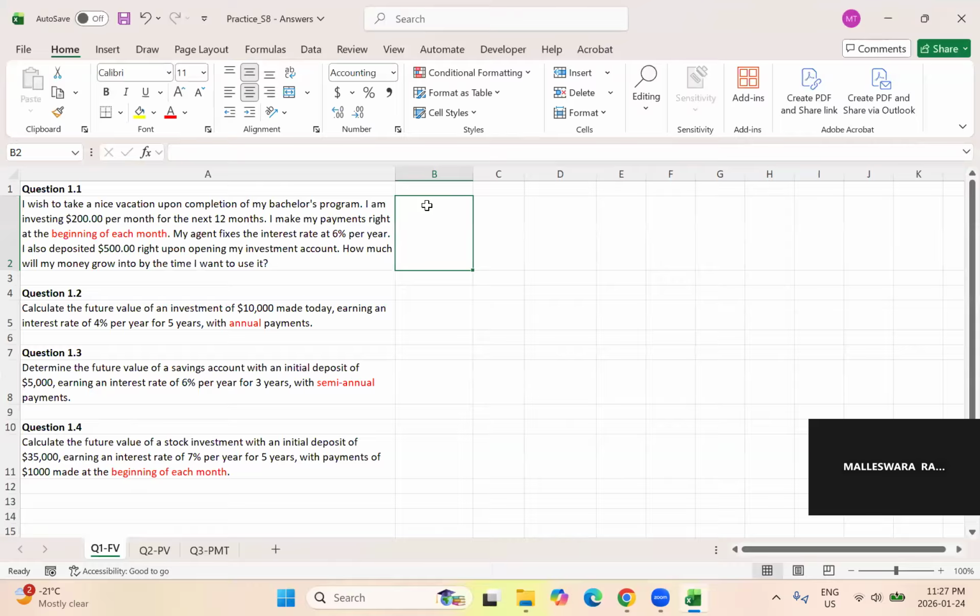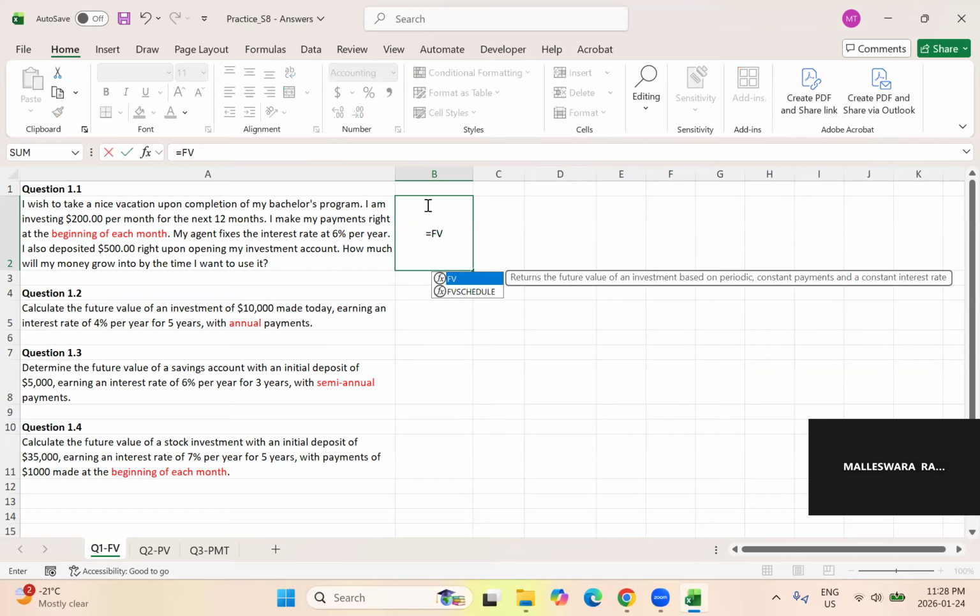I wish to take a nice vacation upon completion of a bachelor degree. I'm investing $200 per month for the next 12 months. I make my payments right at the beginning of each month, and my agent also fixes the interest at 6%. I deposited $500 right now, opening the account. How much will I get in the future?